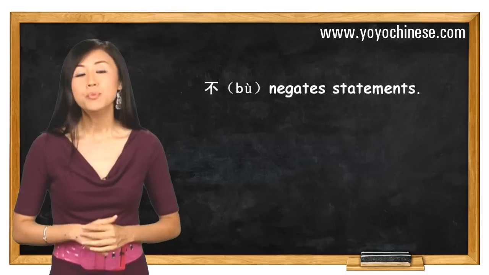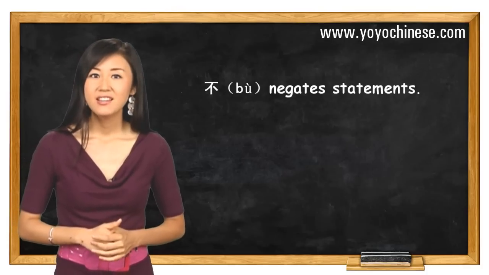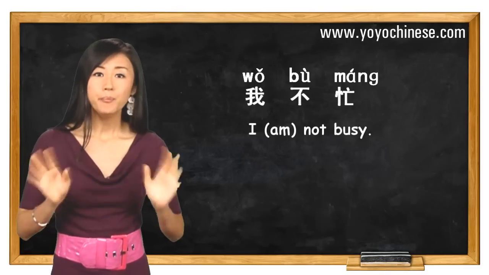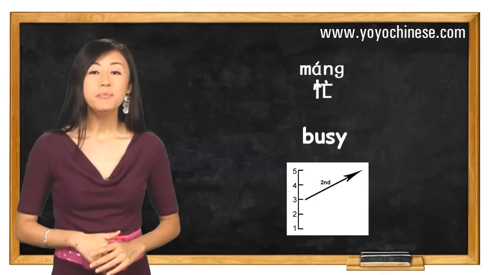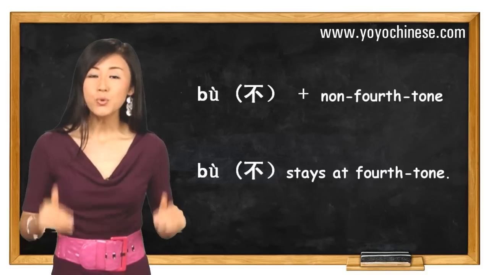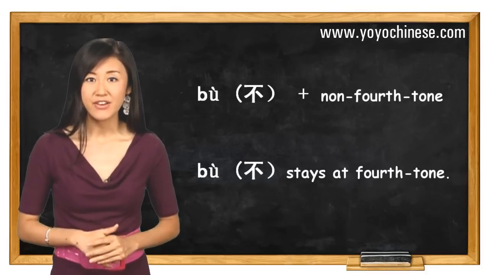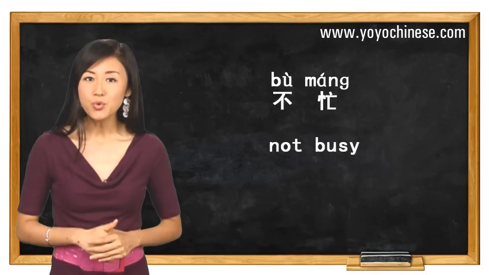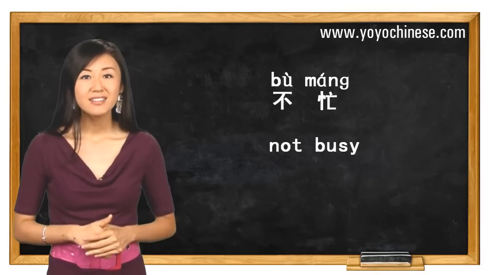Now let's see how 不 negates statements. Here's how you say I'm not busy. 我不忙. Busy, 忙, is second tone, not the fourth tone. So 不 stays at its fourth tone sound, its default tone. Not busy is 不忙. 不忙.